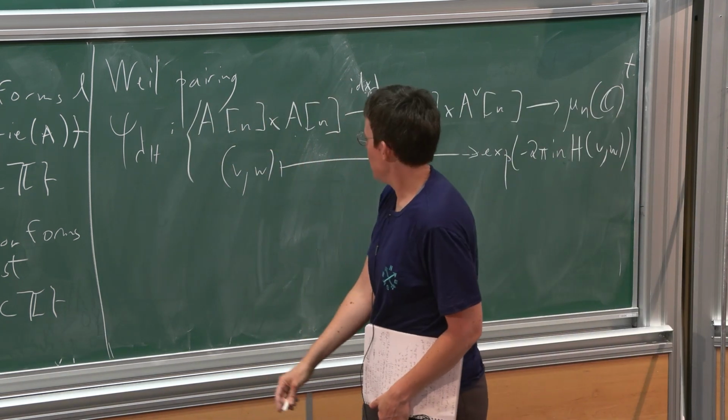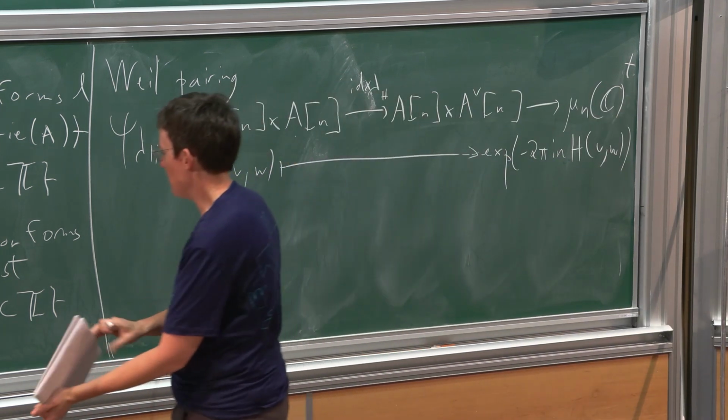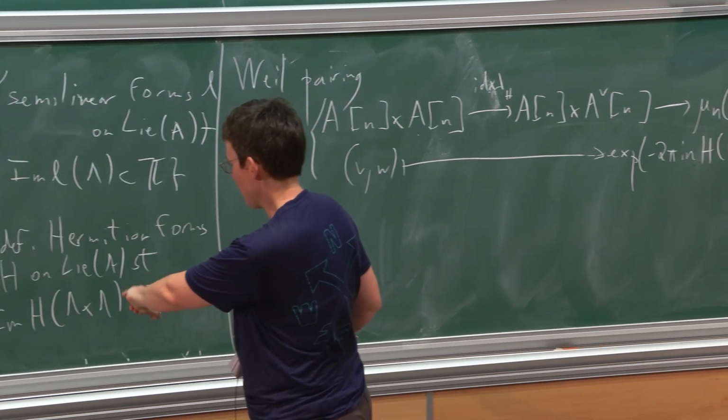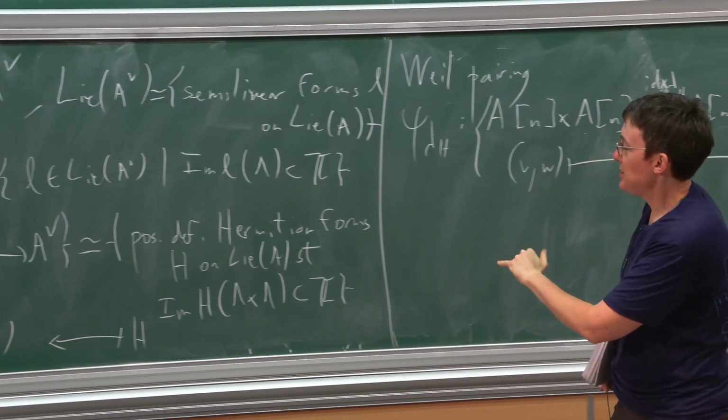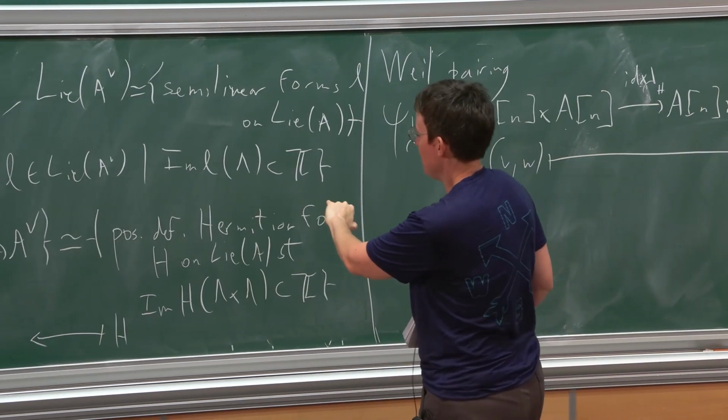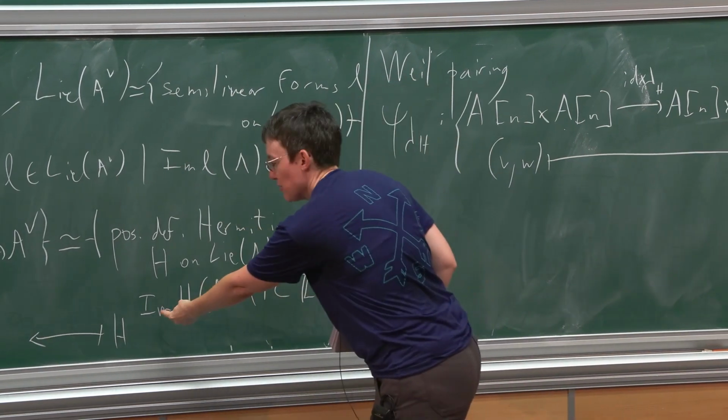You also get, well, note that we are over C, so the polarization also gives a symplectic pairing on lambda, which is just the imaginary part of H.